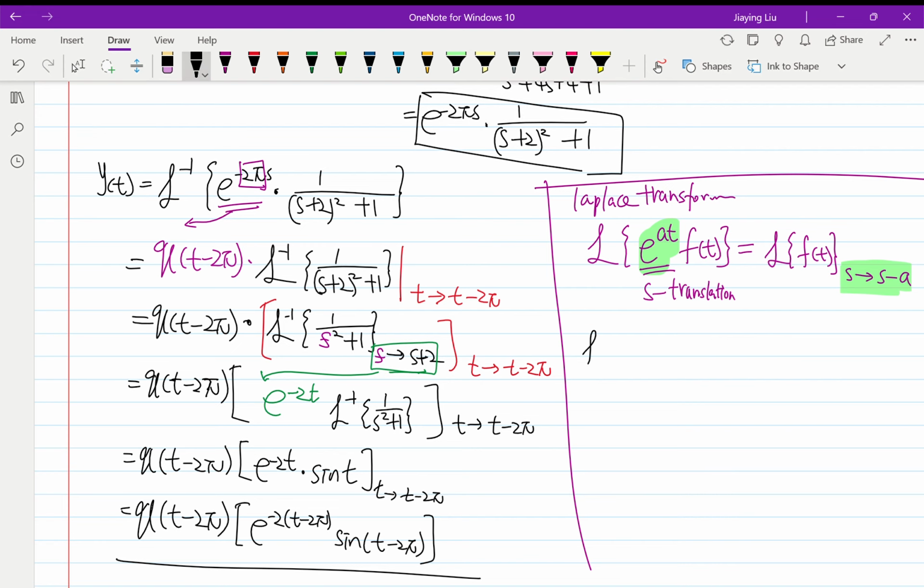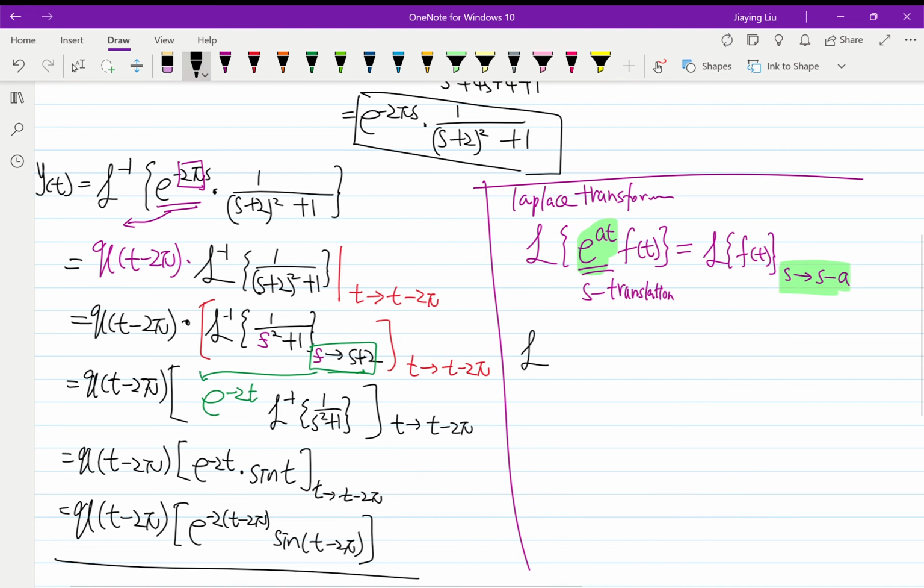And then if we have an example like the Laplace transform of this Heaviside function, t minus a, f of t.